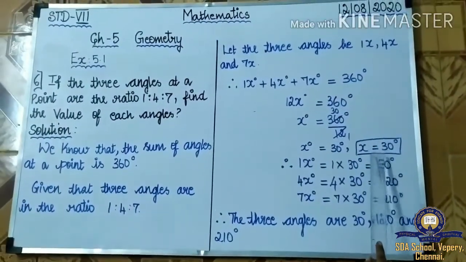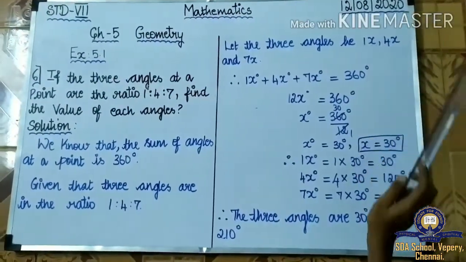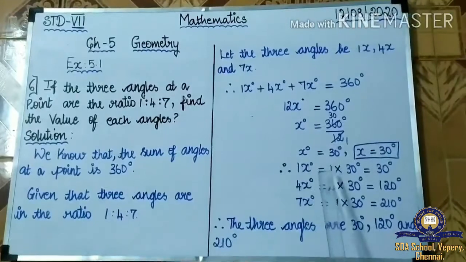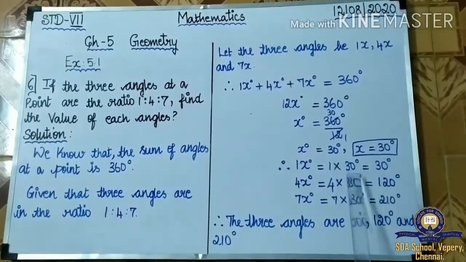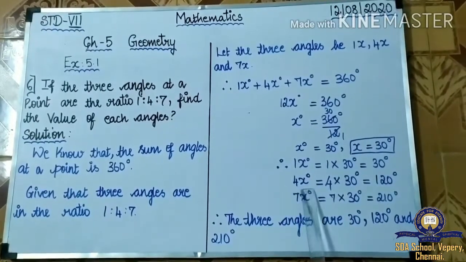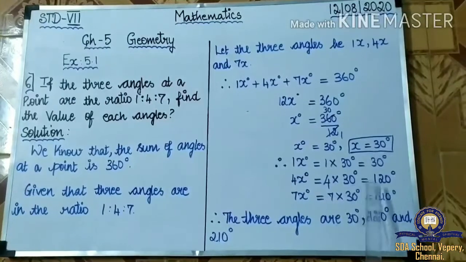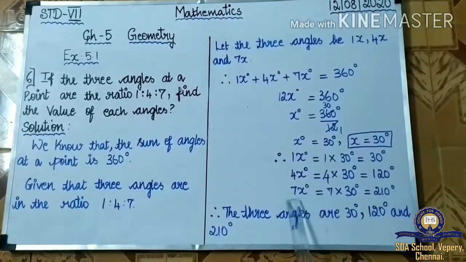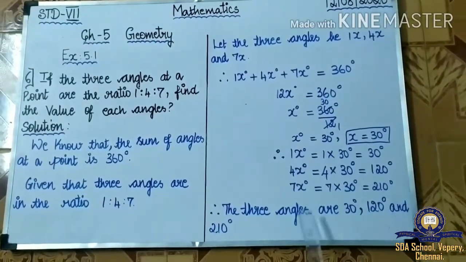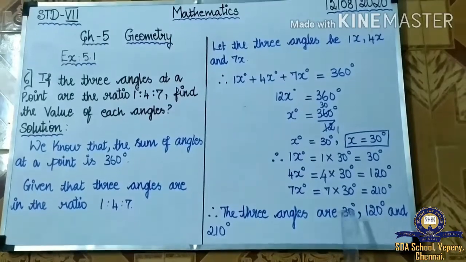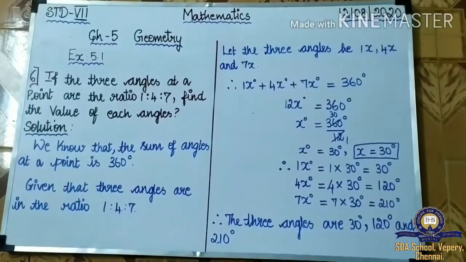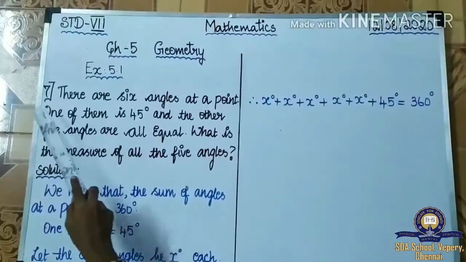Now we are going to substitute the x value in these angles. Then only we will get the three angles, right? So 1x degree equal to 1 into 30, you will get 30 degree. And next, 4x degree equal to 4 into 30 degree equal to 120 degree. 7x degree equal to 7 into 30 equal to 210 degree. Therefore, the three angles are 30 degree, 120 degree and 210 degree. Are you clear, students? Let's move on to our seventh sum.